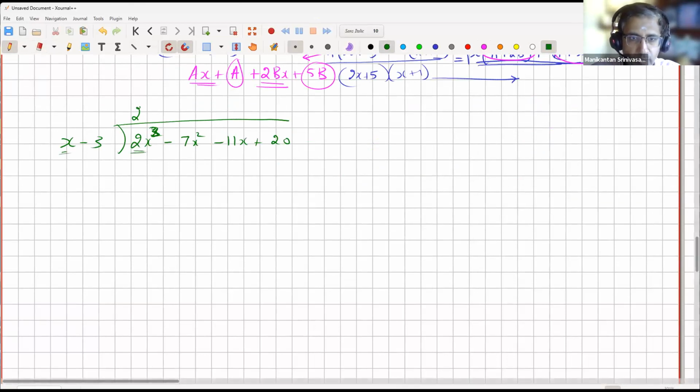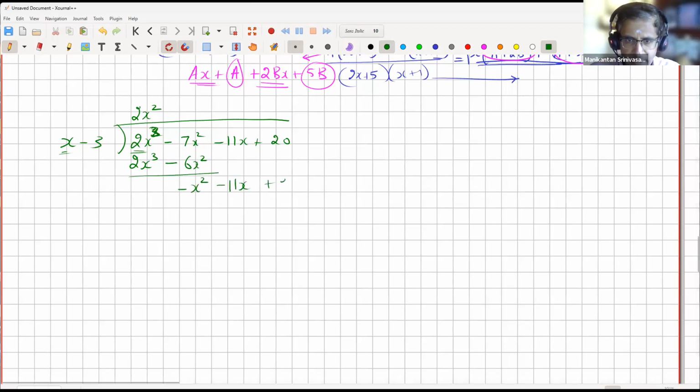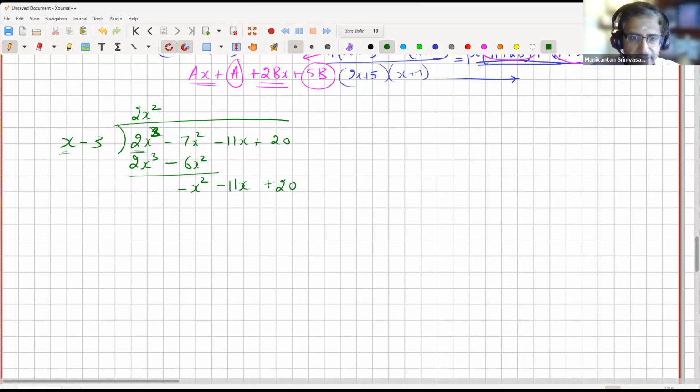So x and 2x cubed, the ratio is 2x square. So I'll just go through the process, even though all of you know this. So it's 2x square, and here it's minus 2x cubed, I'm sorry, minus 6x square. I subtract. So it's minus x square, and then bring the minus 11x and bring the plus 20. Okay, and then minus x square when divided by x will give minus x. So minus x times x is just minus x square. Minus x times minus 3 is plus 3x. Okay, so subtract. So it's minus 14x, and the 20 comes through.